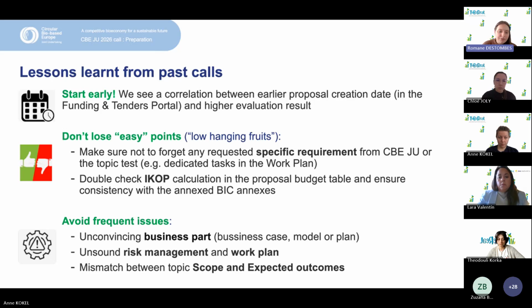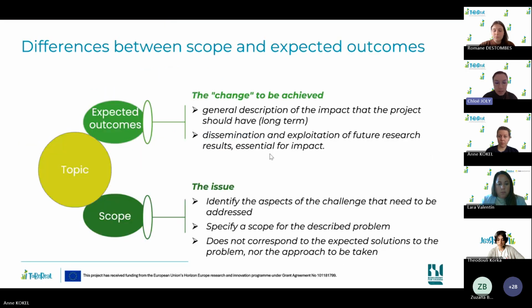Some frequent issues that it's better to avoid are an inconsistent business part, so business case, model, or plan, then risk management and work plan, and mismatch between topic scope and expected outcomes. So these are the advices from the CBE JU program themselves, and that's why we based our presentation today to focus on business part, work plan, risk management. And about the last points, scope and expected outcomes, it's in the next slide, sorry.